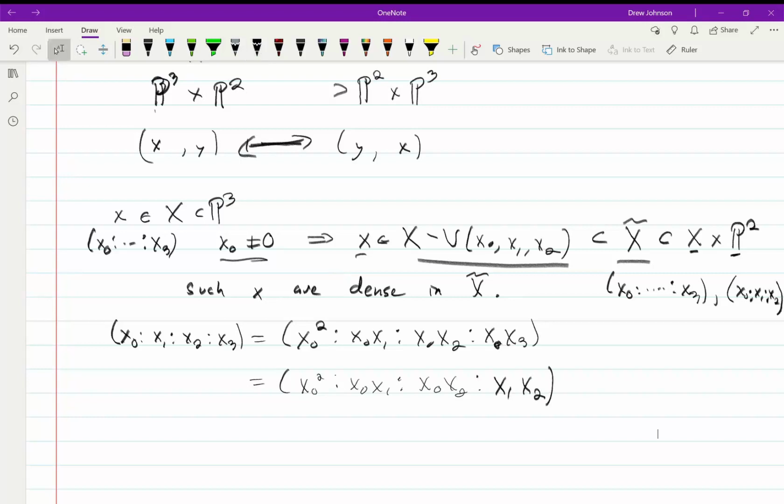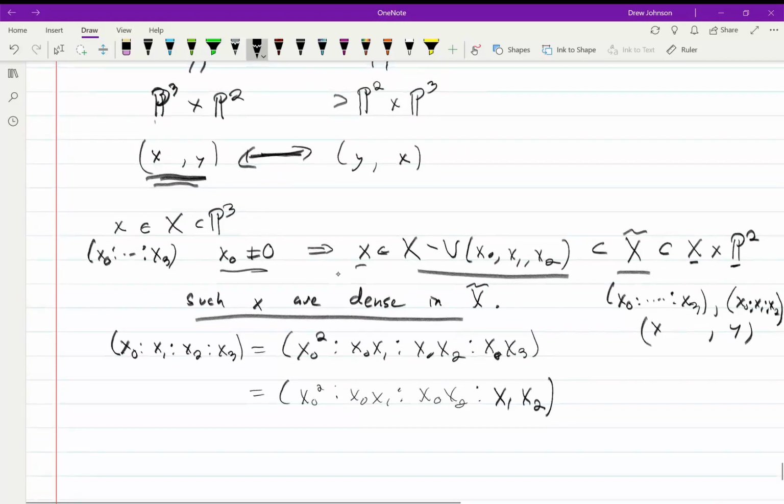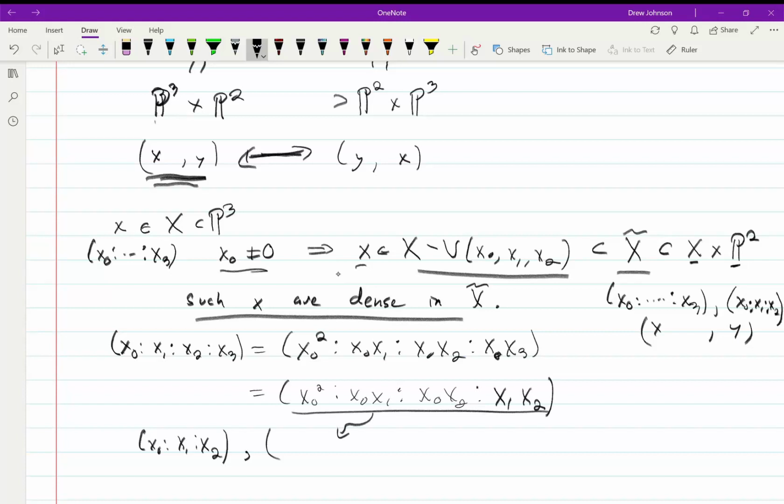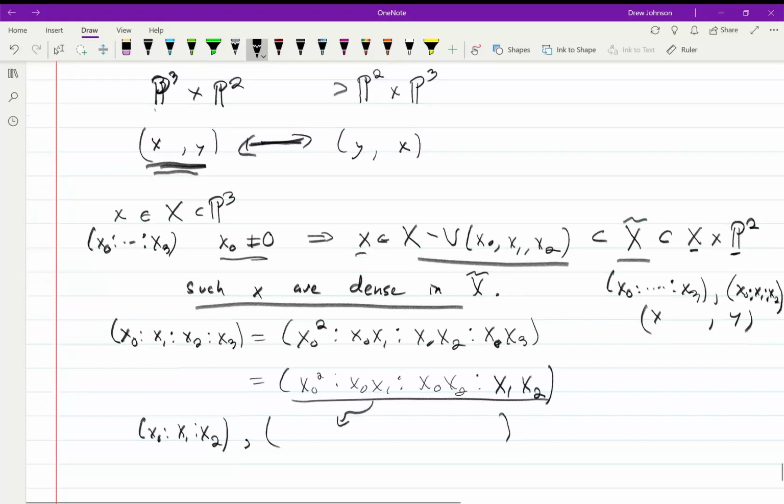All right, so what do we have now? We started with a point x, well, not a completely arbitrary point, but a point in a dense open subset, right? So we start with a point in the dense open subset here, and if we map it over here just by switching the coordinates, we get x0, x1, x2, comma, this thing, right? Or at least this equal to the same point as this thing. Okay, but what is this here?